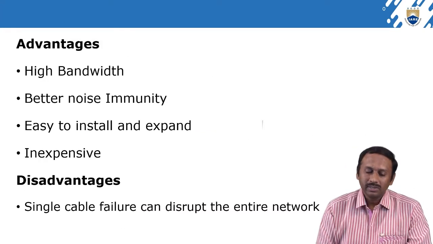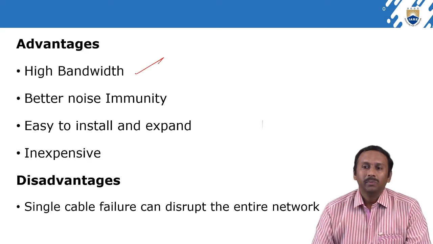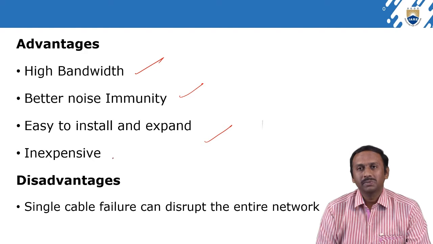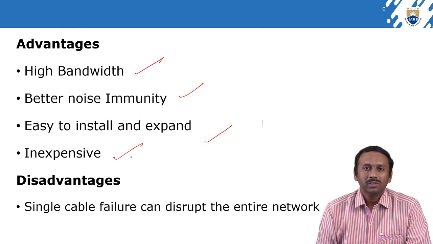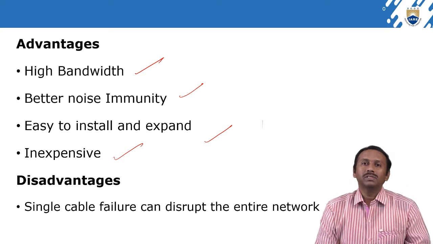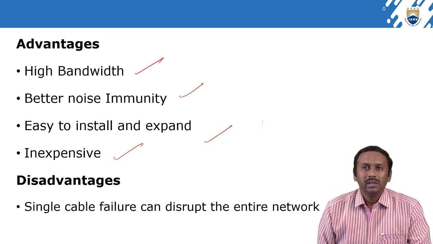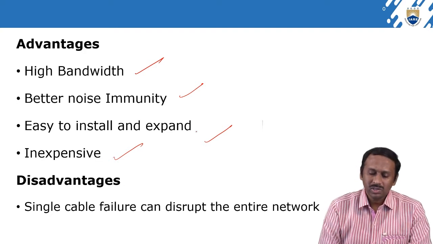Advantages of coaxial cable are high bandwidth, better noise immunity, easy to install and expand, and inexpensive. This is not much cost. This is also a little bit cheaper only. But when compared to twisted pair, it will be a little bit expensive, but overall it is also inexpensive only, right? Easy to install and expand.